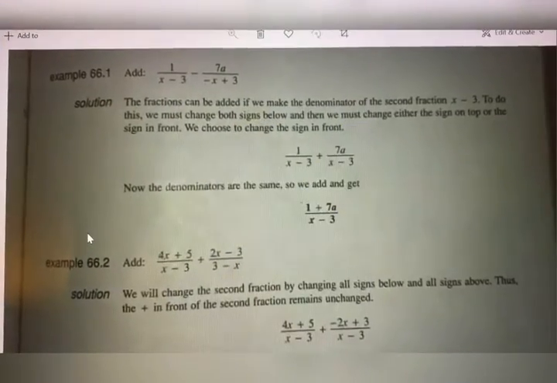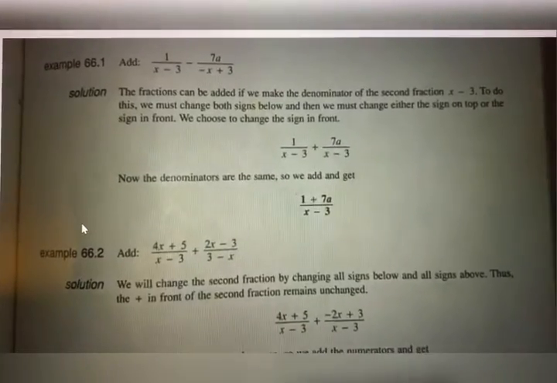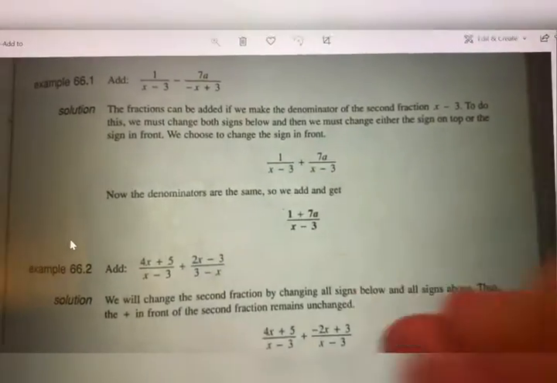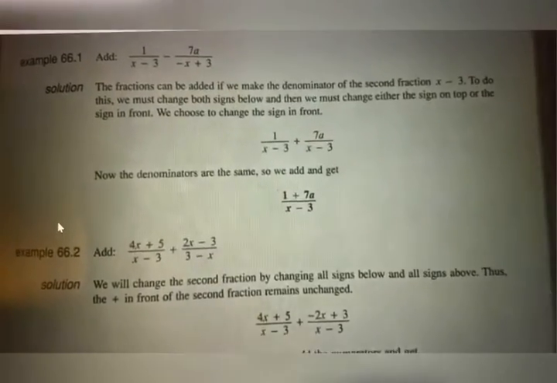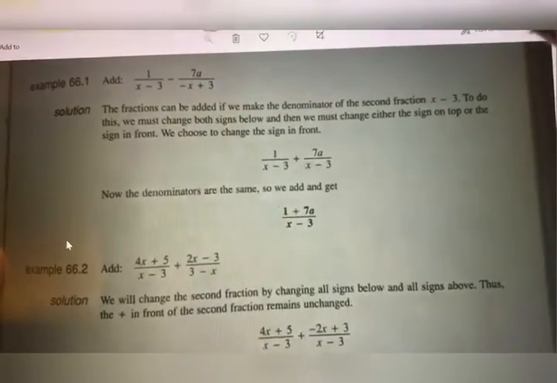Okay, guys, I'm going to be really honest with you on this lesson 66. I don't feel like you need me to show you these. You just need me to explain the logic behind it. Look right here for this one. Add this and this together.